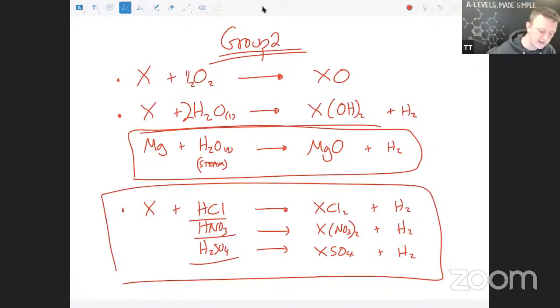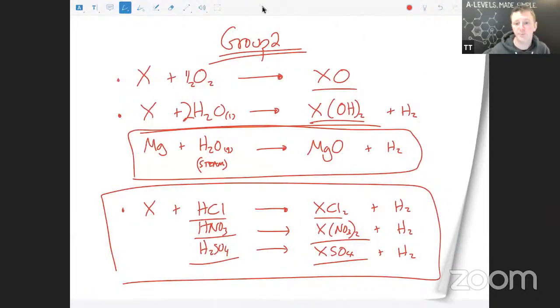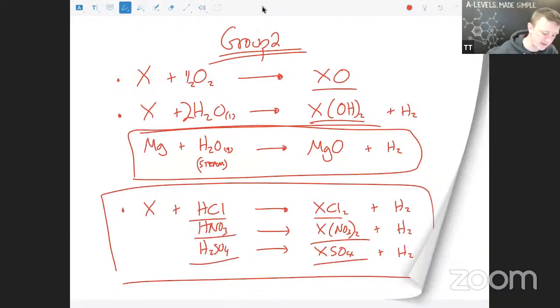You need to be prepared to look at these different products of group 2 and their solubility. Let's talk about solubilities. There are other reactions you might need to know for your specific exam board, like with the halogens. They literally just form the salt. If you react it with chlorine, you get magnesium chloride or calcium chloride or whatever. But being able to construct these equations is massively important.